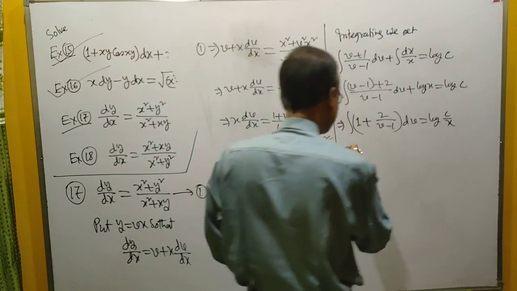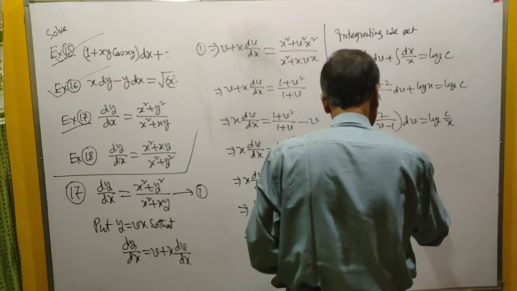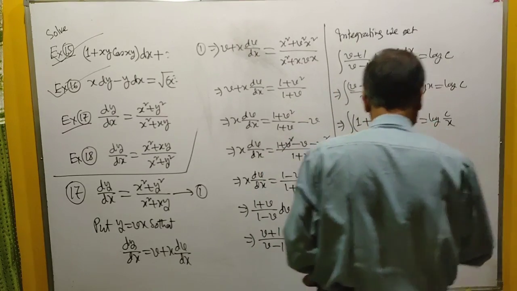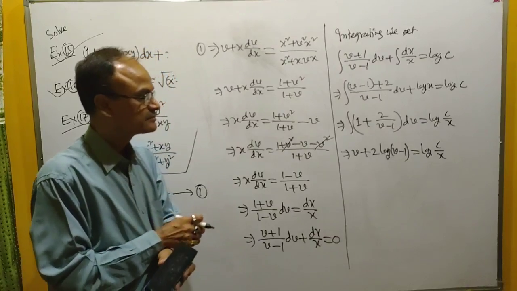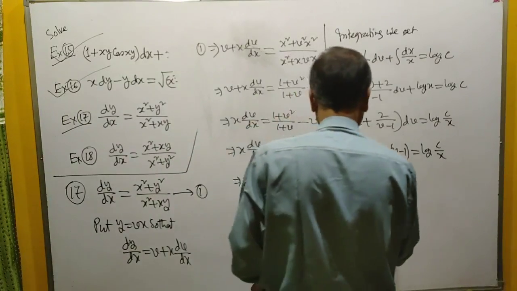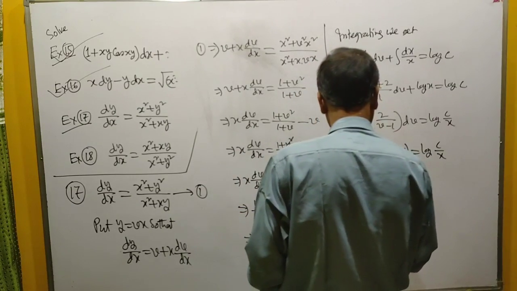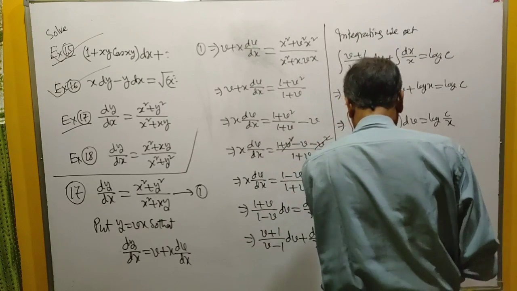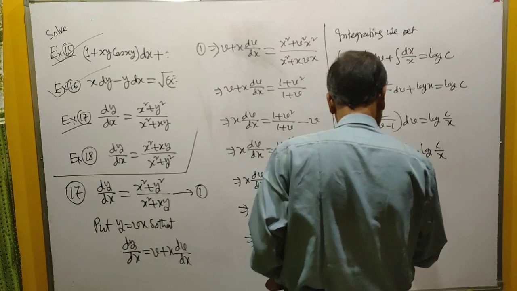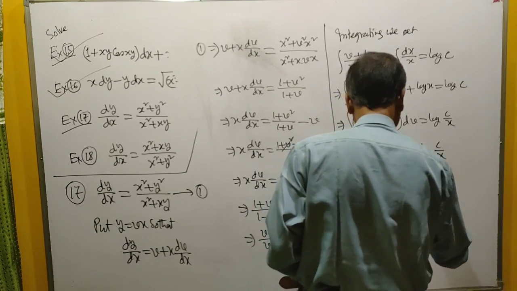Now, what is the integration of this? v plus 2 times log (v - 1) equal to log of c by x. Or v means you may write y by x. In the next step we will write y by x. This is equal to log of c by x into (v - 1) whole square.